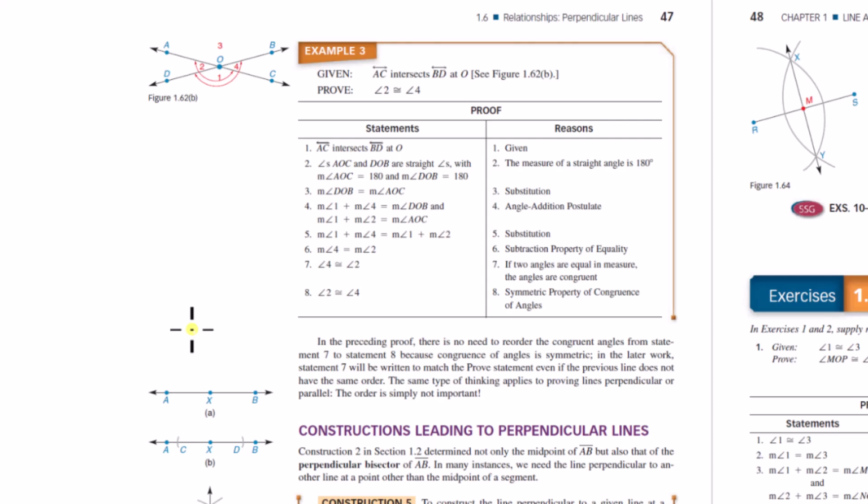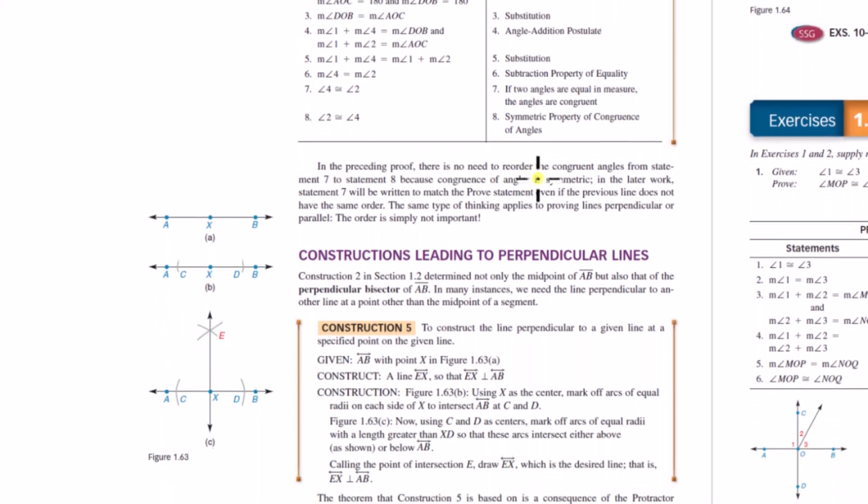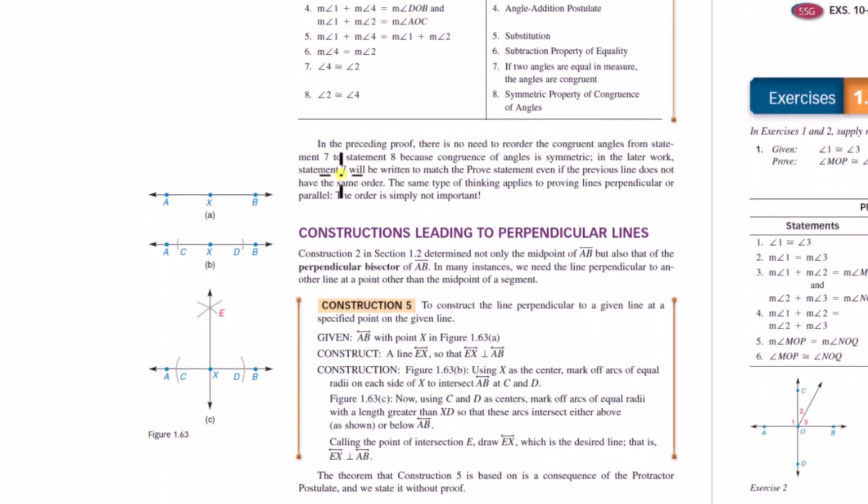Any vertical angle, no matter what the situation, two lines intersecting in any plane in 3D space, you're going to naturally form two pairs of vertical angles, and it's been proven now that vertical angles are congruent in all cases across the board. All right, in the preceding proof, there is no need to reorder the congruent angles from statement 7 to statement 8 because congruence of angles is symmetric.